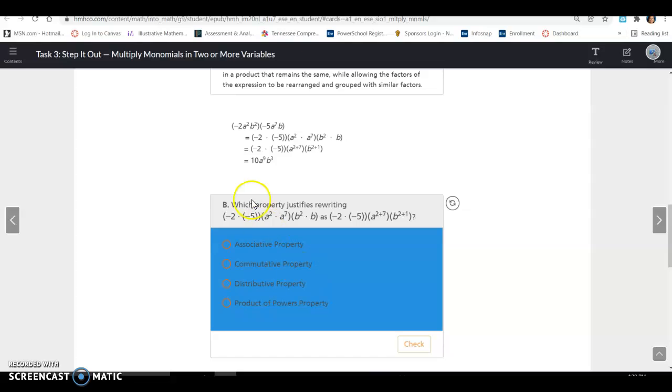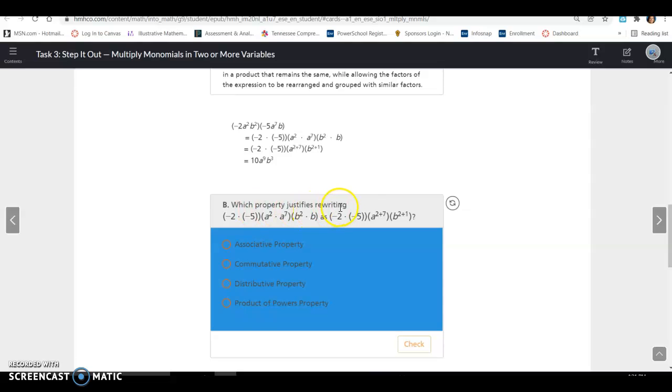Alright, so it shows that they're going to regroup the negative 2 and negative 5 together. They're going to group the a's together and the b's together. Negative 2 times negative 5 is positive 10. Same base a's, I add my exponents and get 9. Same base with my b's, I add my exponents. Remember, there's a placeholder of 1 here. So 2 and 1 give me b to the 3rd.